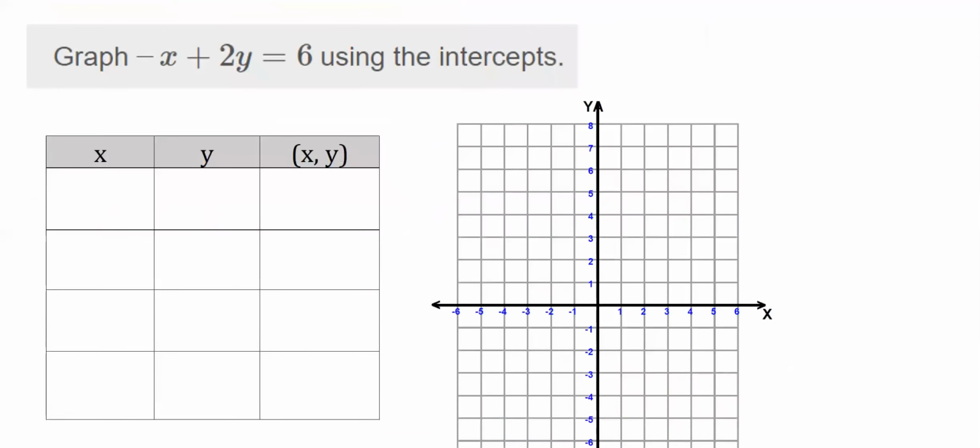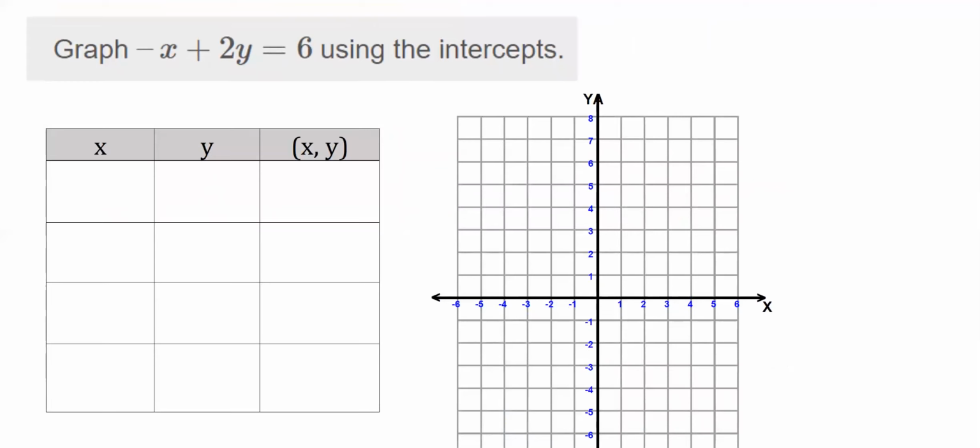This time we have to graph negative x plus 2y equals 6 using the intercepts. Well, we've seen that we have to plug in y as 0 and x as 0 each time to get the other variable. So go ahead and plug in.